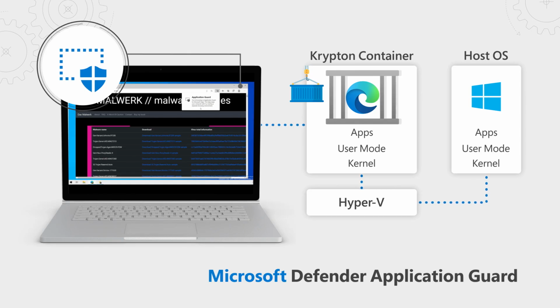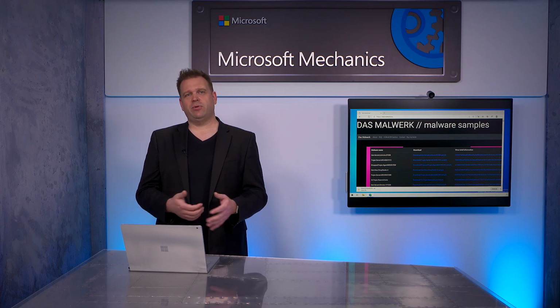So staying with the theme of isolation, I want to show you something unique to Windows 10 called Microsoft Defender Application Guard. Now this takes process isolation to another level by opening the browser process in a Hyper-V container, and it runs completely outside of Windows. So let me show you how that works.